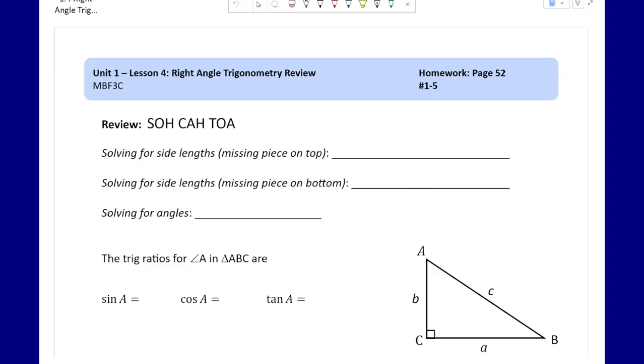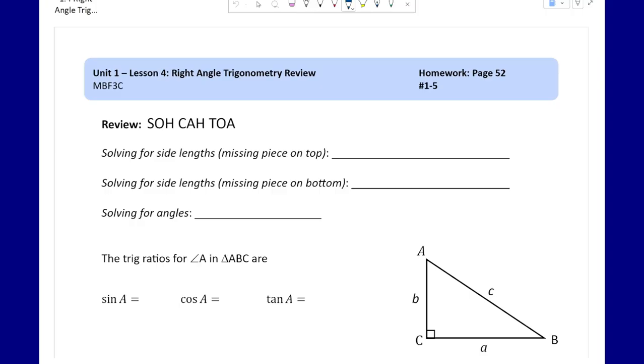Just to review, SOHCAHTOA is the acronym that lets us figure out what our ratios are supposed to be. S for sine is opposite over hypotenuse, cos is adjacent over hypotenuse, and tan is opposite over adjacent. Now you will get the formula, so you don't have to worry about memorizing it, but to do it quicker, you can use that acronym.